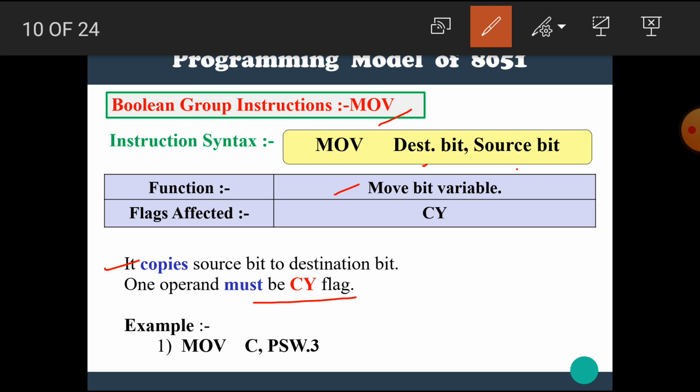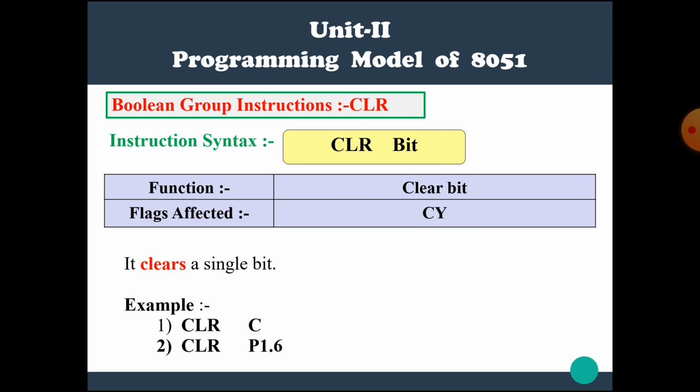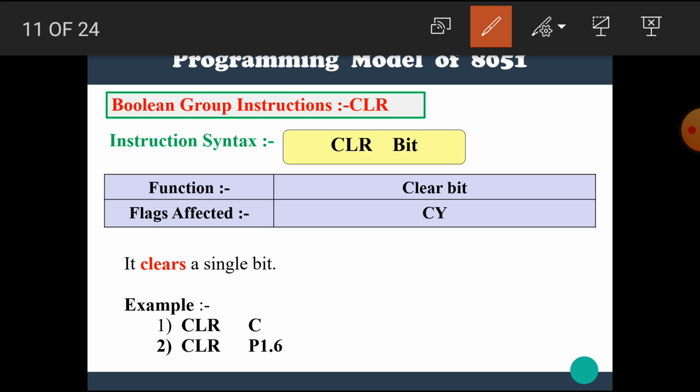One operand must be the carry flag. This is a very important condition: one operand must be the carry flag. That means the destination bit or the source bit must be the carry flag. For example, MOV C, PSW.3. That means whatever value the PSW.3 bit has is copied or moved into the carry flag.